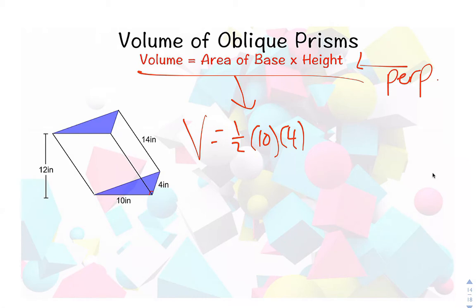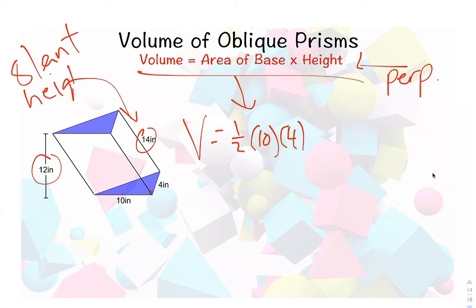Now when you calculate this, I have two numbers: this 12 and this 14. This 14 is going along the slant, so remember, that's the slant height. I do not want that. I want the perpendicular height. This is the perpendicular height. That's what I need to plug in.